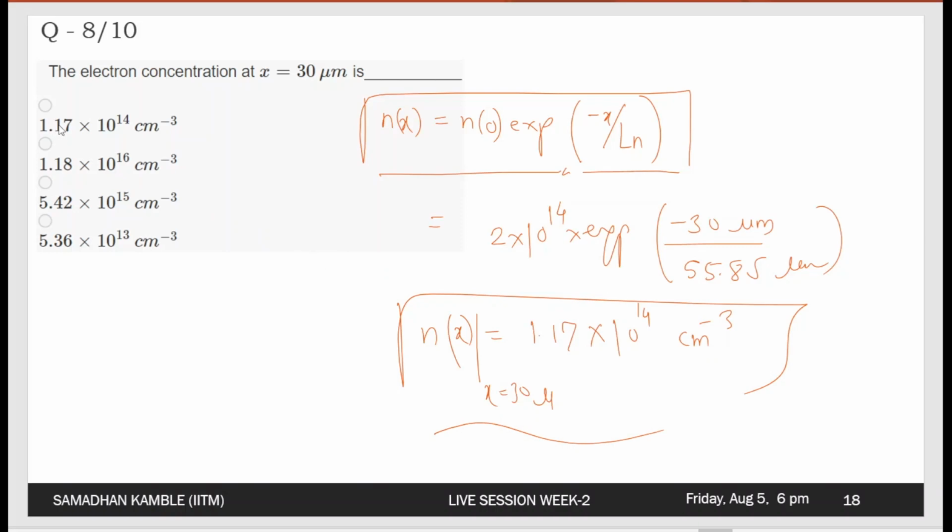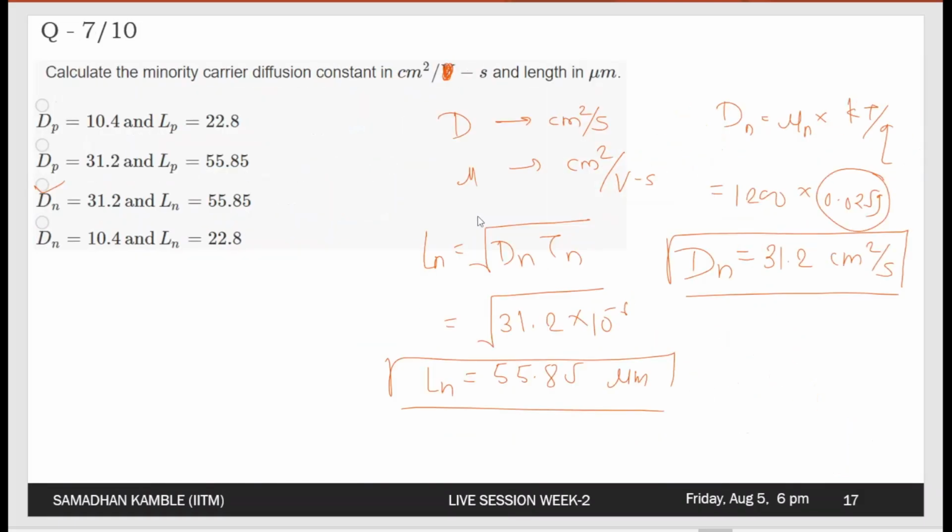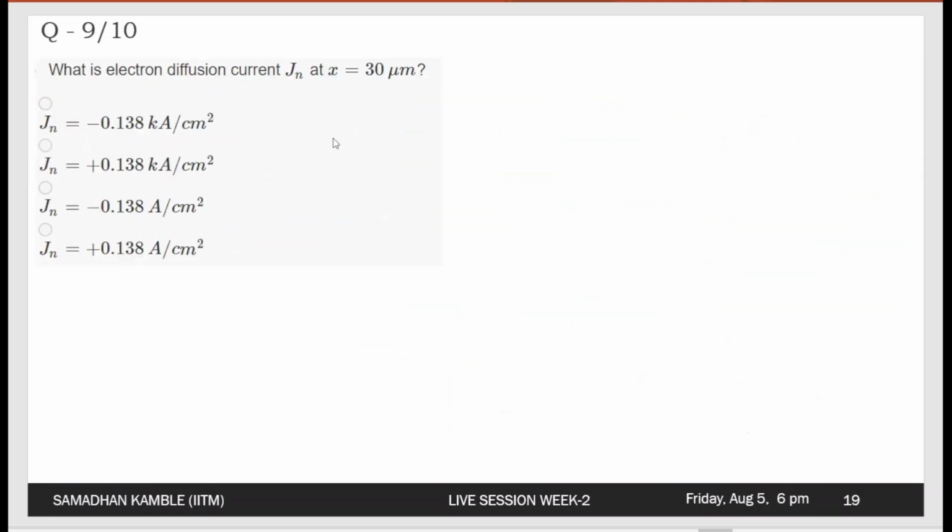So the answer for this is option A. The electron concentration at x equal to 30 micron is given as 1.17 times 10 to the power 14. Okay, so let's move to the last problem, which is based on this particular data. That problem is as follows. The electron diffusion current Jn at x equal to 30 micron is asked.